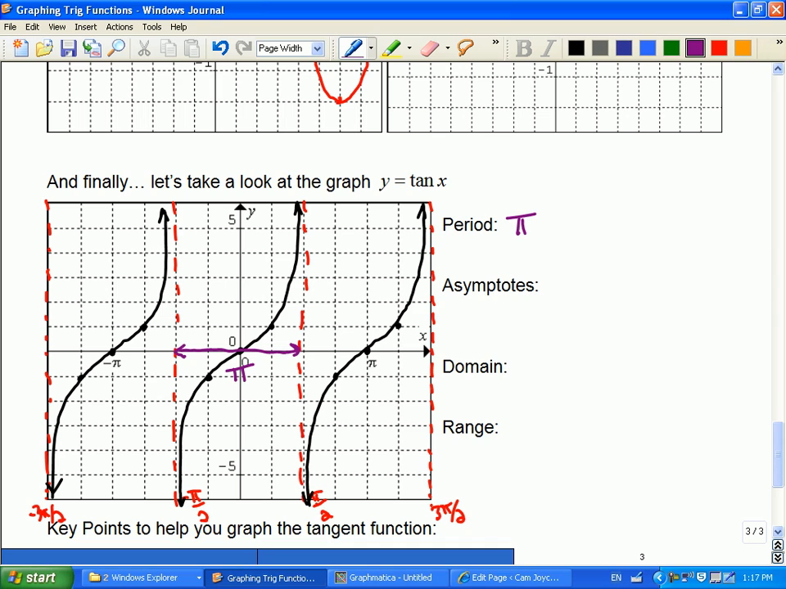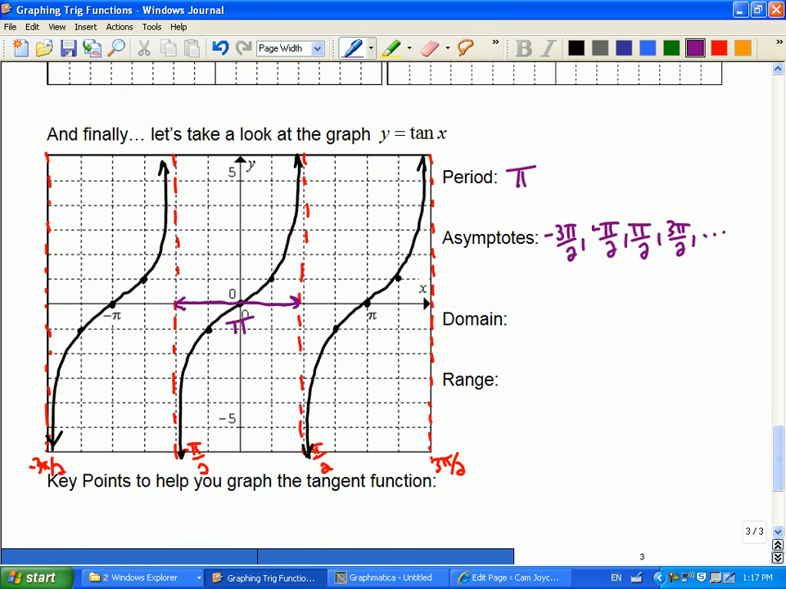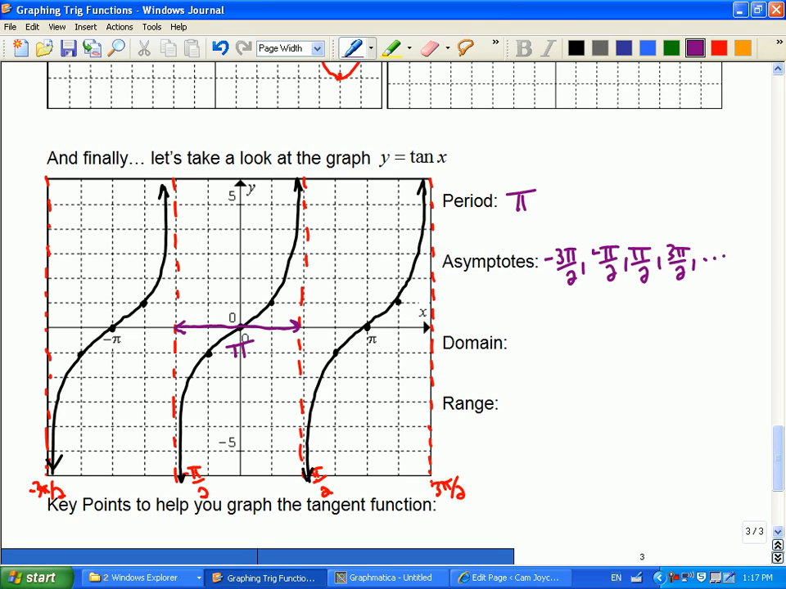Okay. The asymptotes are going to be at negative 3 pi over 2, negative pi over 2. This pattern keeps going. And we'll talk about why those values come up. But can somebody, what do you think the next asymptote's going to be if I want the next positive one? 5 pi over 2 is right? Yeah. And what if I want the next negative one? Negative 5 pi over 2, yeah.